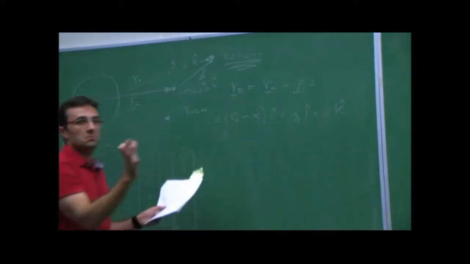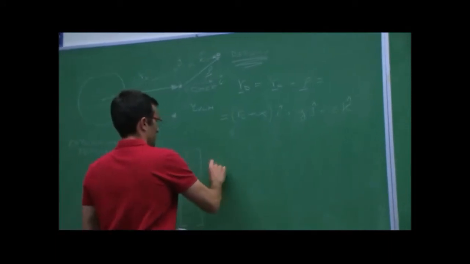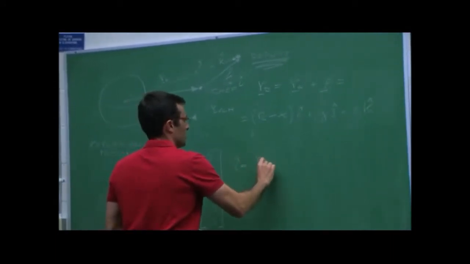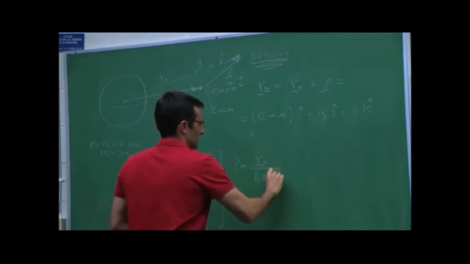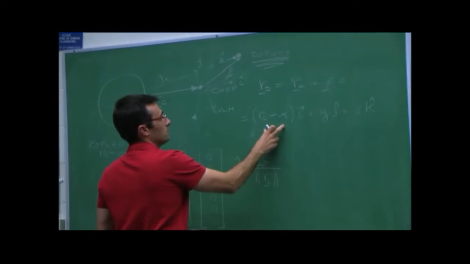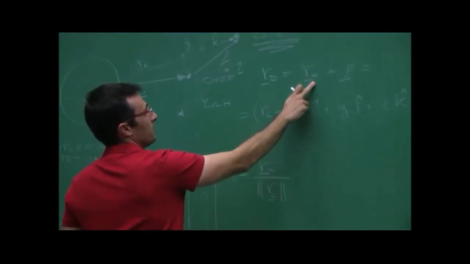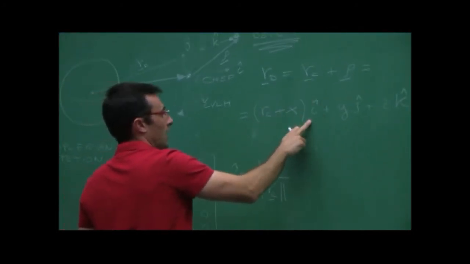Is this step clear? I am projecting the deputy's position vector in LVLH. The I direction of LVLH is, by definition, R chief over its norm, right? Remember this? So that's why I can do this. RC itself only projects in the I direction. There's nothing else. Okay?